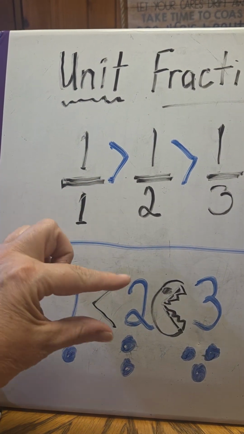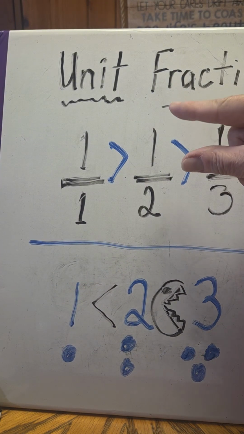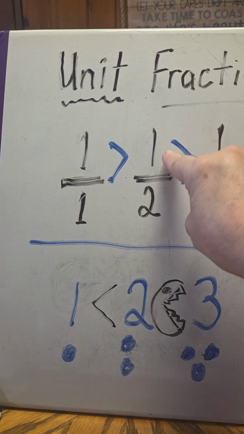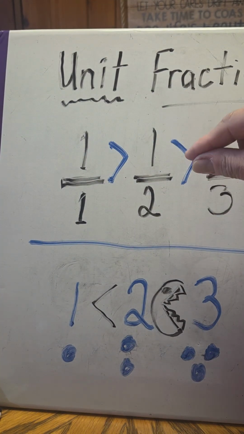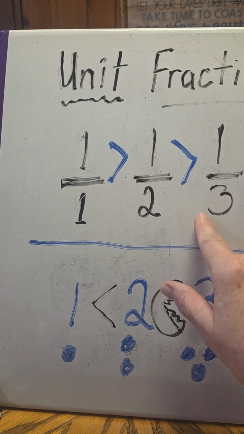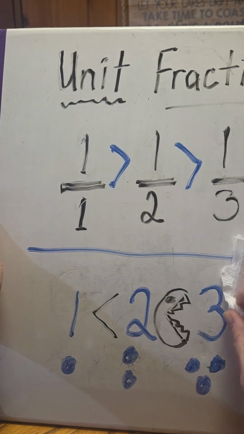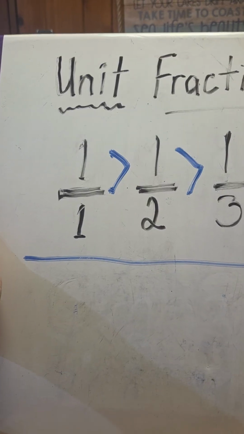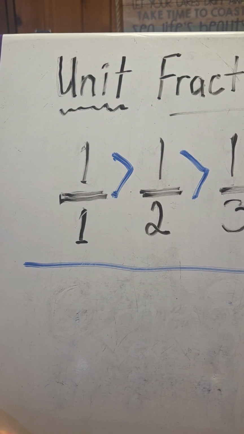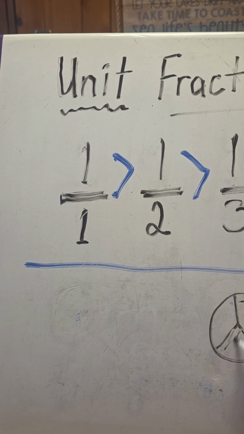It's opposite for fractions. See how the mouth is pointing to the big number. Well, in fractions, in unit fractions, when they all have a 1 on the top, you ignore the 1 on the top, and the mouth goes towards the little number. The little number means how many pieces did you have in the whole thing. The more pieces we cut, 1, 2, 3, the smaller they get.